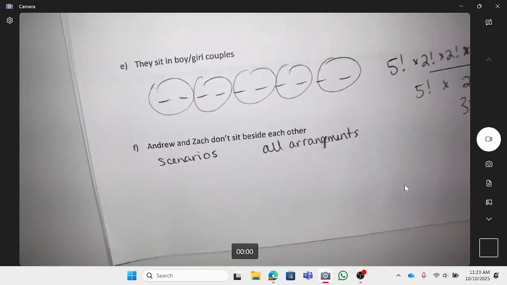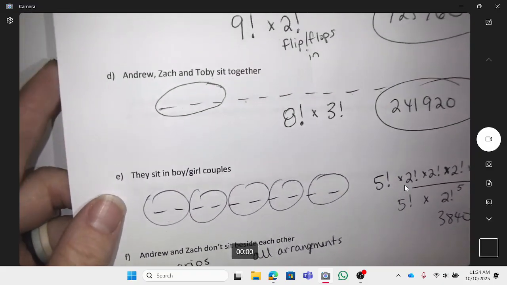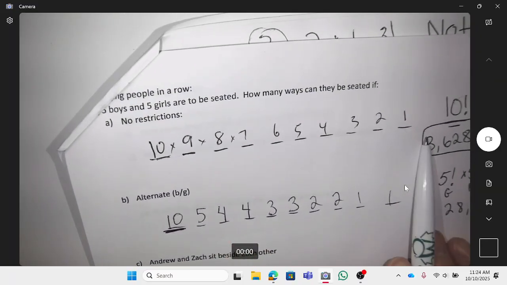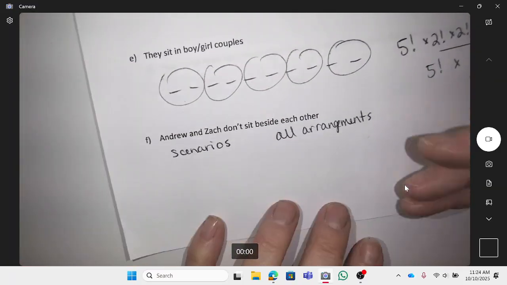So there's a bunch of arrangements. What is the all arrangements that you could ever do? We have it on our page. Where did we do all arrangements ever? Which one shows me what could be all the arrangements? Part A, right?